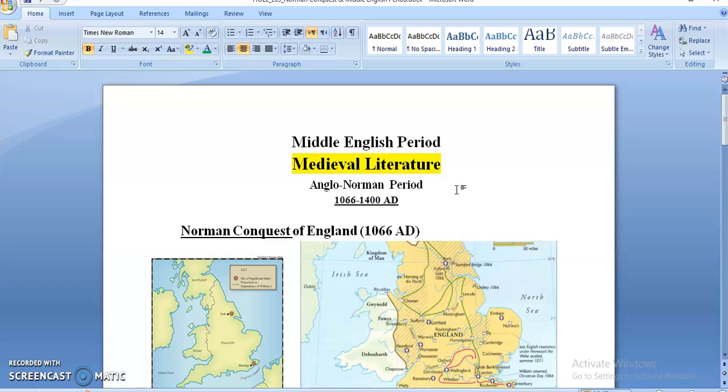History of English Literature. In my two previous lectures, first I talked about the invasion of England and demonstrated the routes which were taken by Germanic tribes. Later on I talked about the Old English period. Now I'm going to discuss the Middle English period, which is also known as the Anglo-Norman period, and it starts with the invasion of England by Normans.